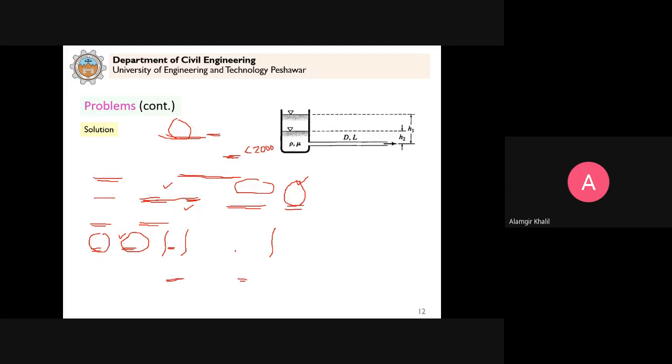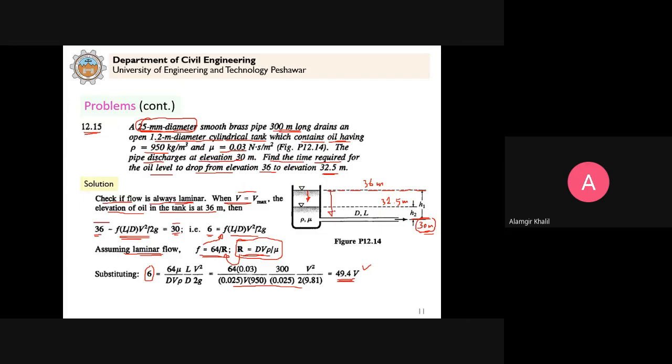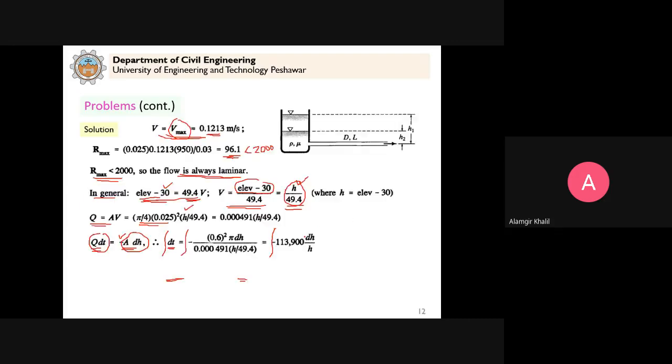How does it come? Here this difference is how much? This is 6. And now the water level comes from 36 to 32.5 meter. So this is the level here, and this level is 2.5 meter. 32, this minus this, 2.5 meter. So the water level comes from 6 to 2.5 meter, this is what we put here as the limits for this integral. And now you just put the limits and calculate the time.